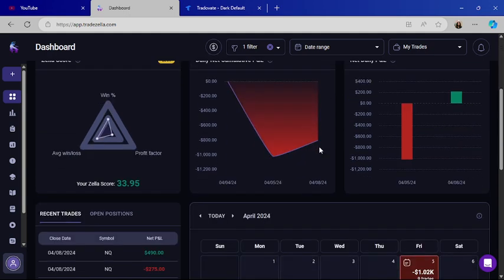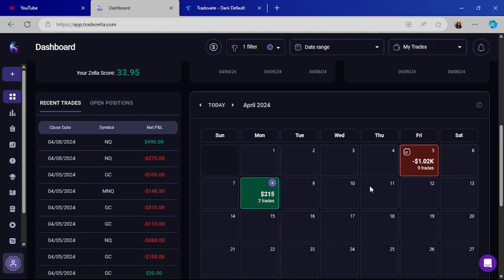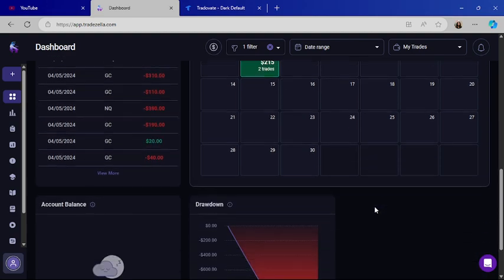But we did pretty good today. I want to see more green days for the rest of the week if we can do that.